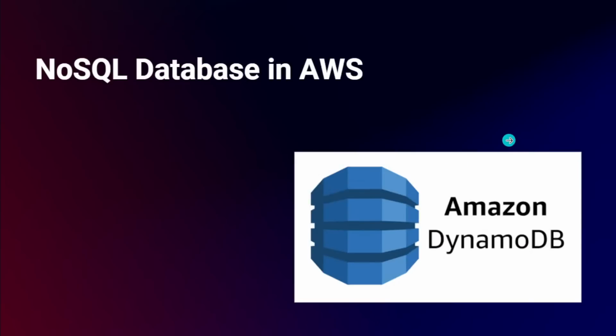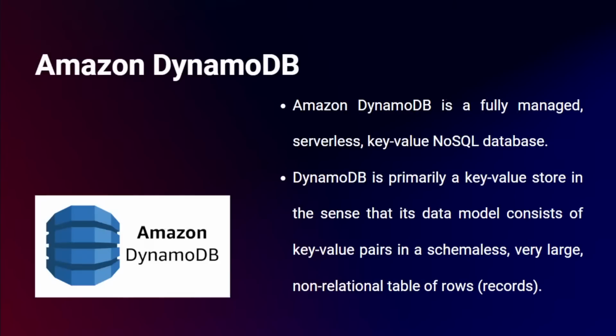We'll just see about NoSQL databases in AWS. Fine guys, we'll start with Amazon DynamoDB. For relational databases, they provide RDS. If you want to store your semi-structured data, you can go with a NoSQL database, which is DynamoDB from AWS. It's a fully managed serverless key-value NoSQL database. As I told you earlier, semi-structured data is stored in the format of key and value pairs.